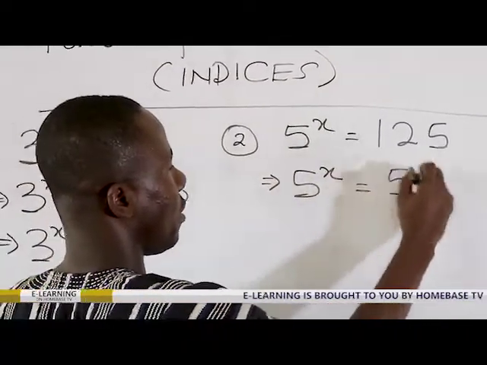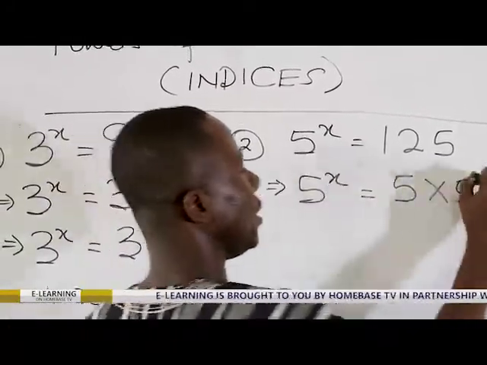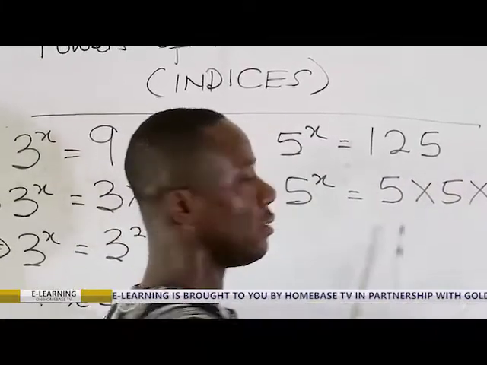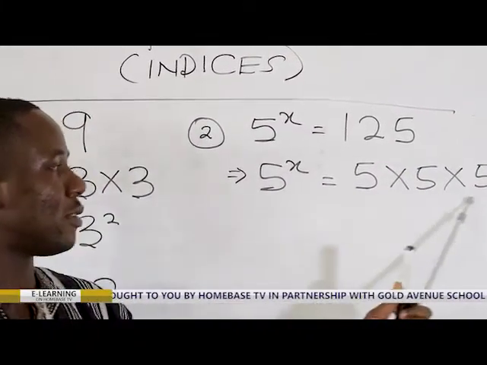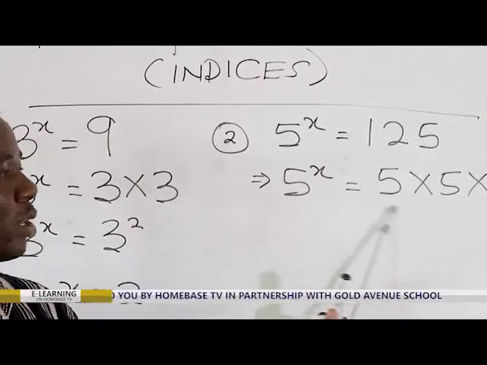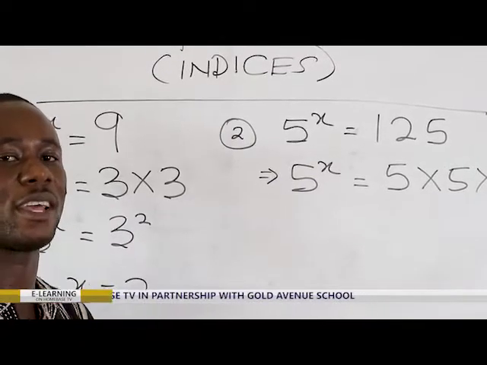5 times 5 is 25, times the same 5, that is 125. Then you ask yourself, 5 repeatedly multiplied itself 3 times. So in the exponential form, that becomes 5 exponent 3.